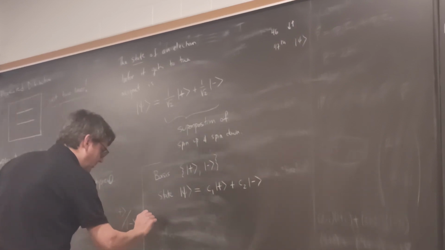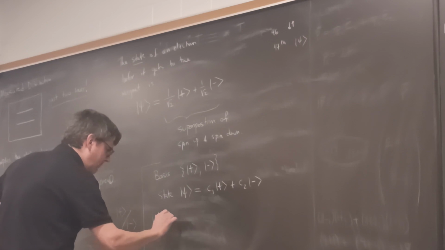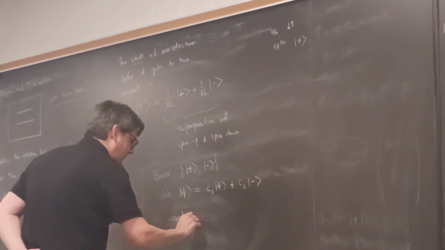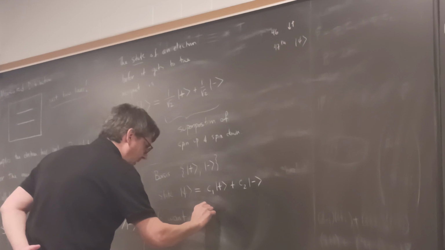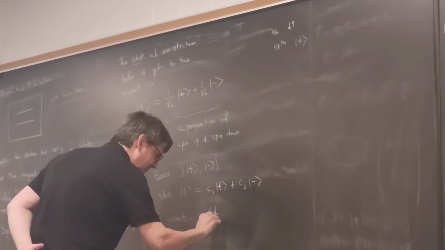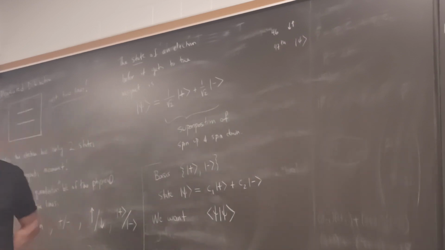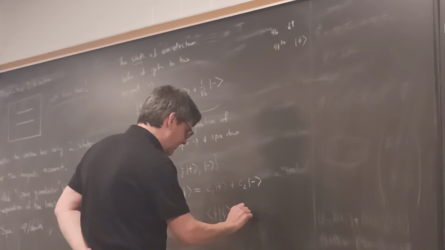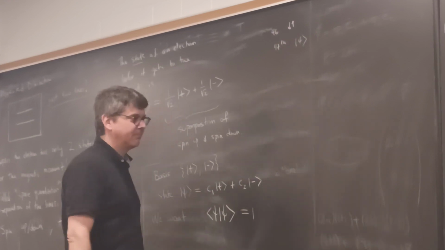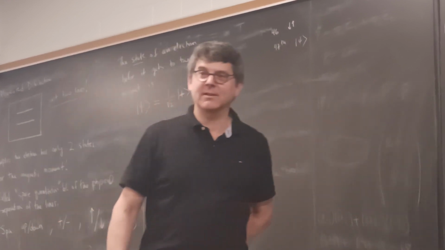Now, what we want, okay, I'm going to write it now, is the inner product of psi with itself. All right, so for a physical state, we want this thing to equal 1. Okay, so it's a normalization. Yeah, gotcha.